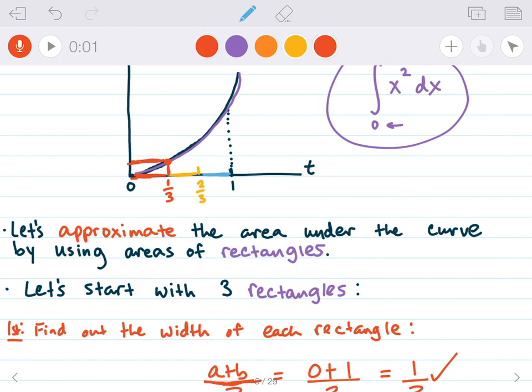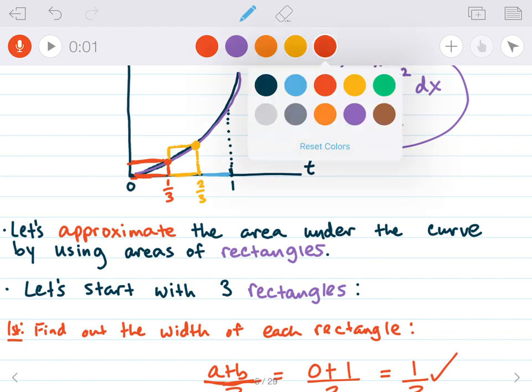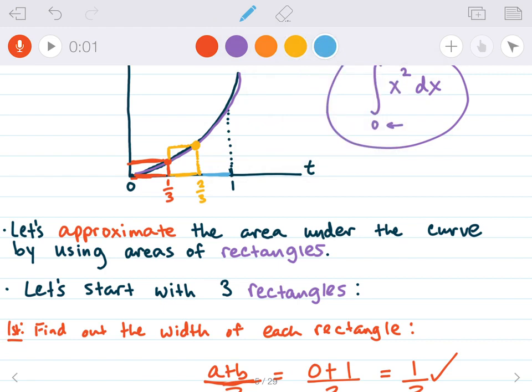Okay. And then my other rectangle has a height. So when x is 2 over 3, the height is right here. And then I just carry that height over to make it touch that one. All right, so there's my other rectangle. And then my third rectangle, well, my height at 1 is right here. And then I just carry that over and drop down to make that third rectangle.